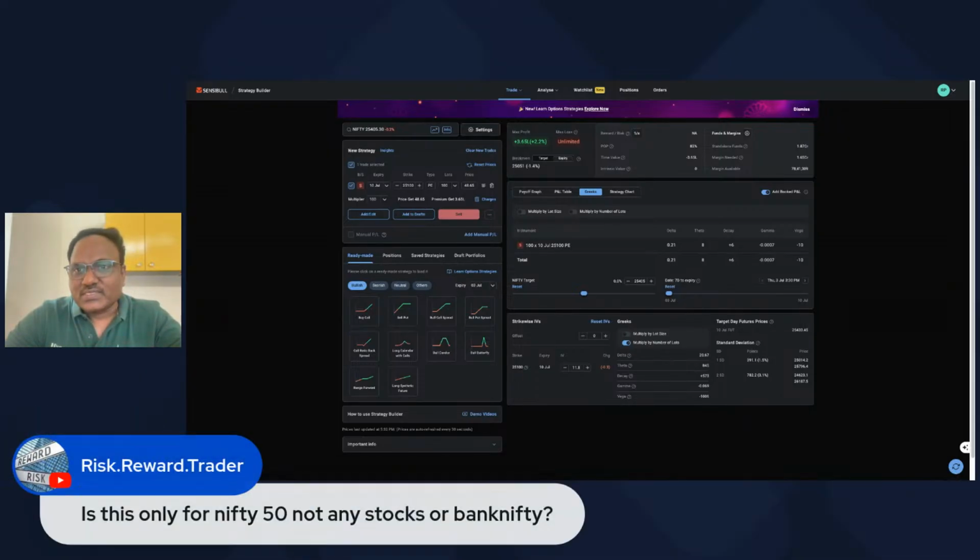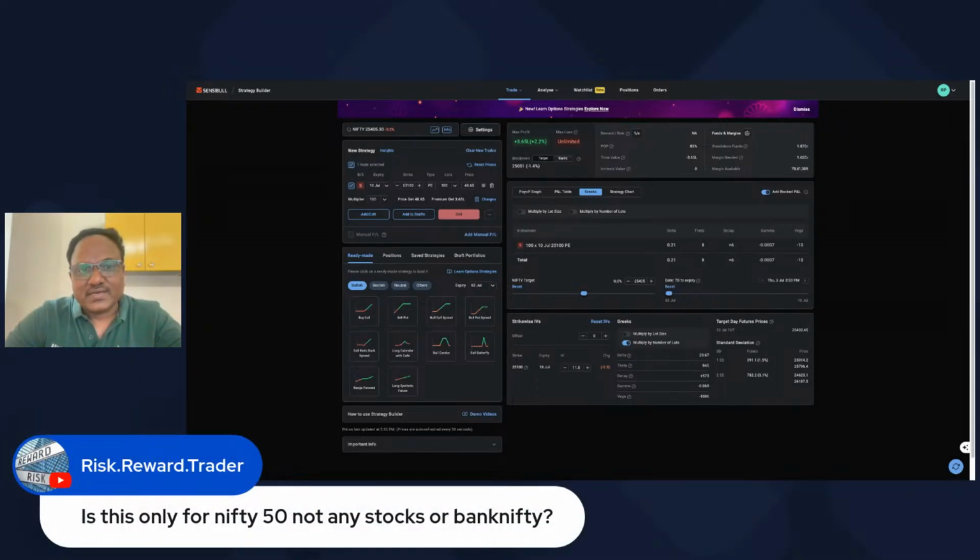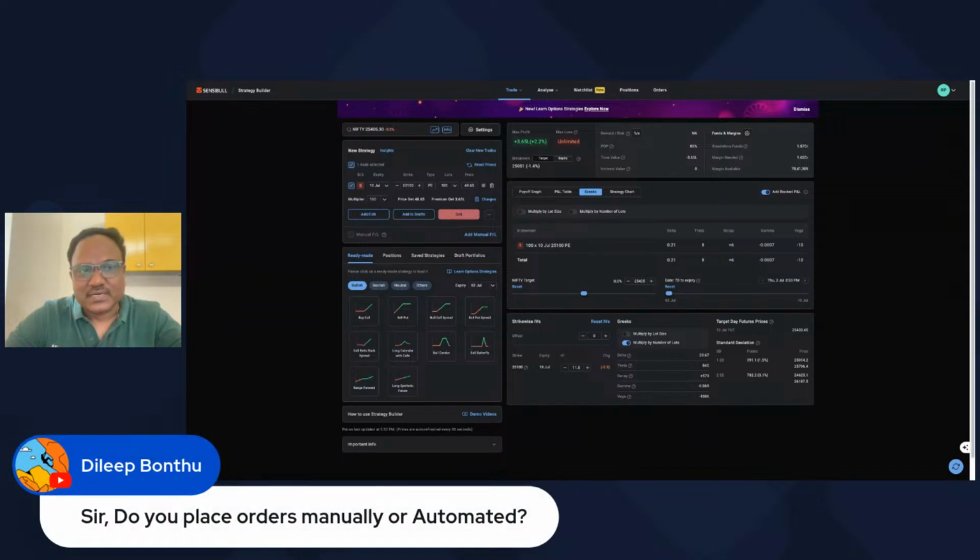All right. So is this only for Nifty 50? I mean, ideally you can use it for Nifty 50, Sensex, and then Bank Nifty. But no, I mean, you can use it for stocks also. But as much as possible, stocks got their own issues, right?